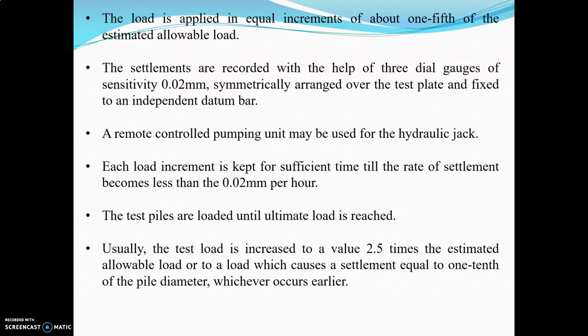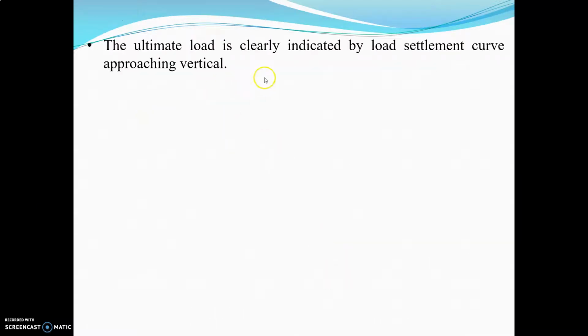So here the test load is increased to the value of 2.5 times the estimated allowable load, that is 2.5 times QA, or to a load which causes settlement equal to 1/10 of the pile diameter. Whichever occurs earlier, that value will be taken. The results are plotted in the form of a load settlement curve. The ultimate load is clearly indicated by the load settlement curve approaching vertical.